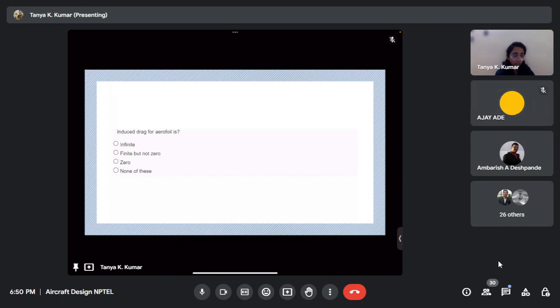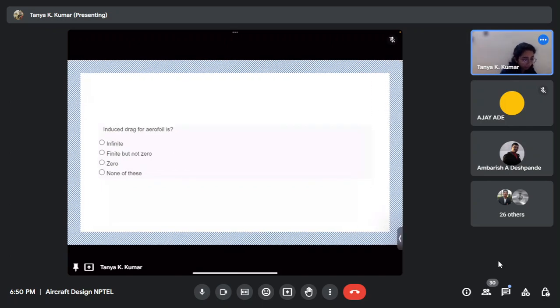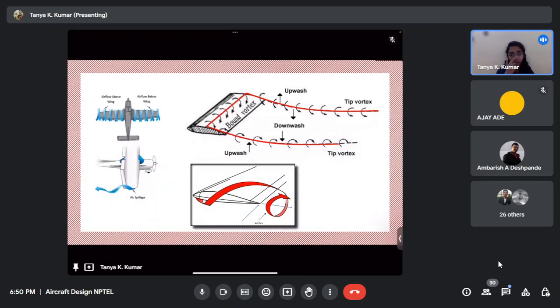Okay. So why are the vortices produced? Yes, so at the tip there is this, so I'll just show you. Yeah. So what he said is right. The vortices are produced because, so let's just look at this figure first, okay?